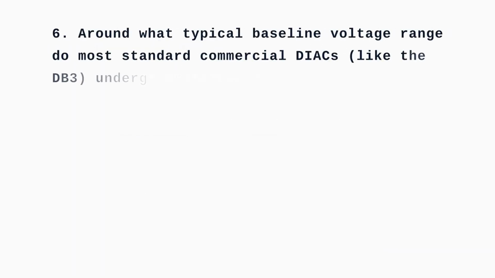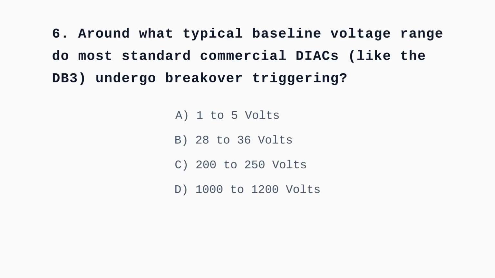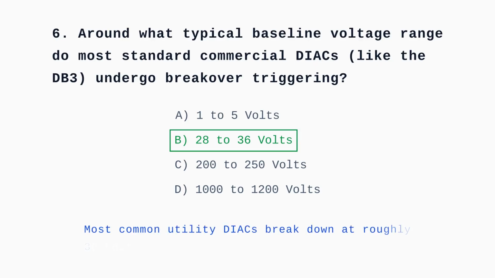Question 6. Around what typical baseline voltage range do most standard commercial DIACs undergo breakover triggering? Standard commercial components, such as the widely deployed DB3 model, are tightly manufactured to break over near 28 to 36 volts.